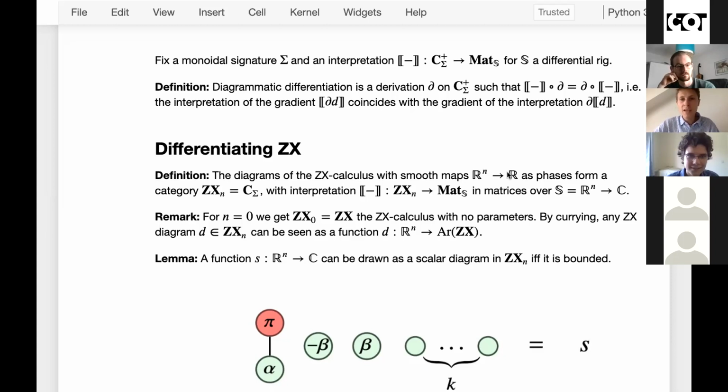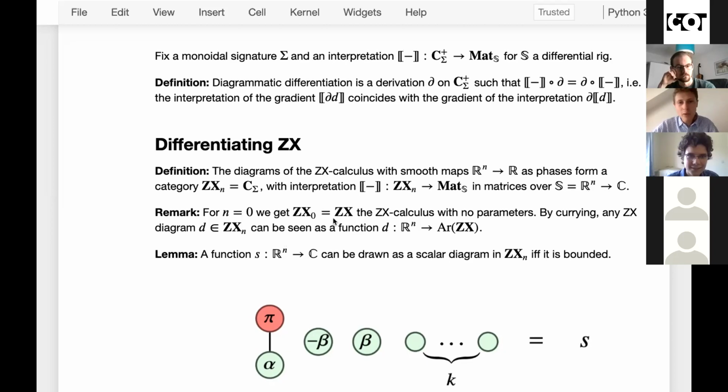So now we get an interpretation for these diagrams in terms of matrices over this rig, which is the rig of functions from R^n to C. So essentially just ZX diagrams, but with parameters. So if you don't have parameters, you get back ZX. And also you can think of a parametrized diagram as just a function from R^n to diagrams.